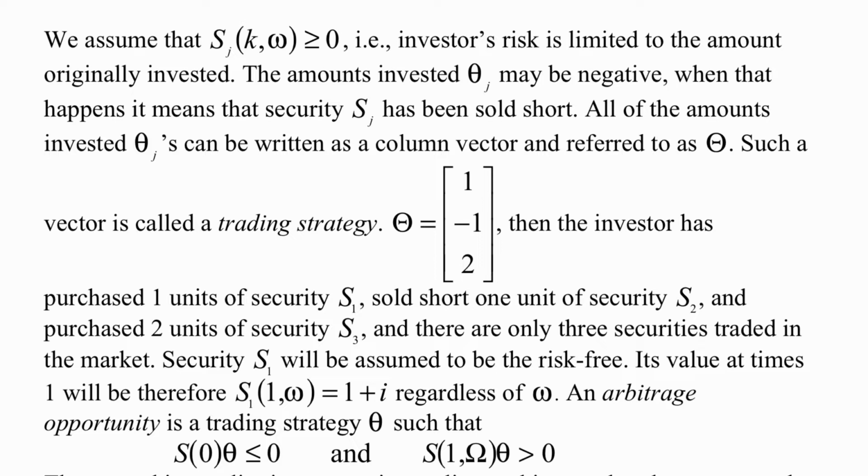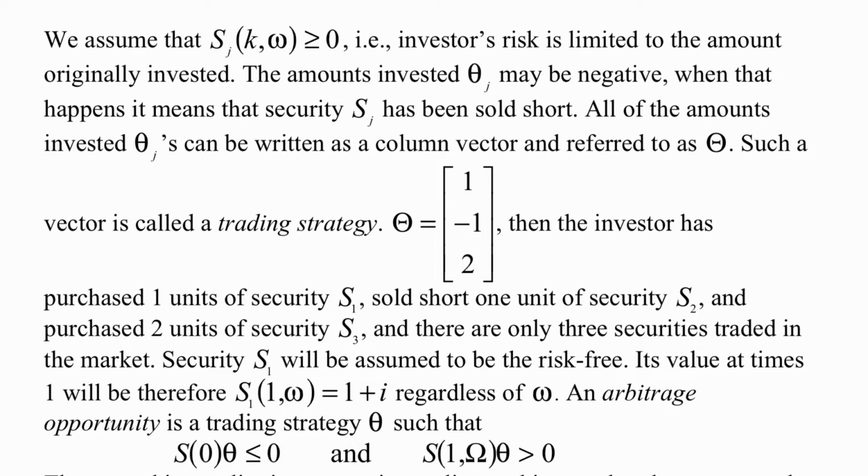When that happens, it means that security Sj has been sold short. All of the amounts invested, theta j's, can be written as a column vector and referred to as capital theta. Such a vector is called a trading strategy. So, for example, capital theta equal to 1, negative 1, 2 means that the investor has purchased 1 unit of security S1, sold short 1 unit of security S2, and purchased 2 units of security S3, and there are only 3 securities traded in the market.